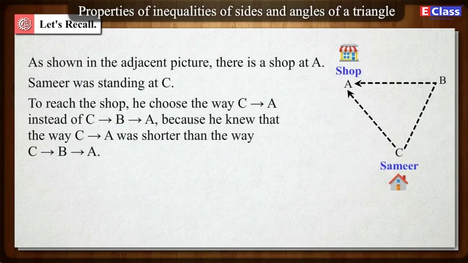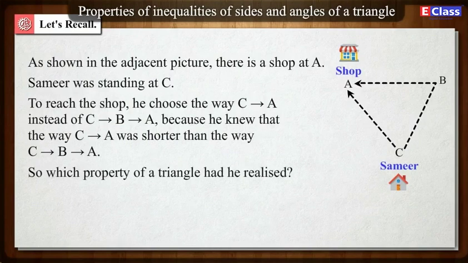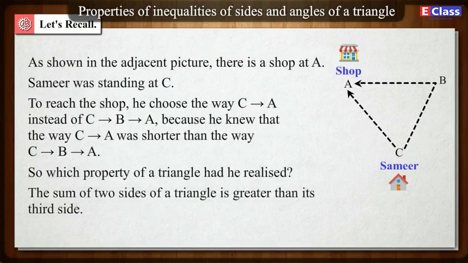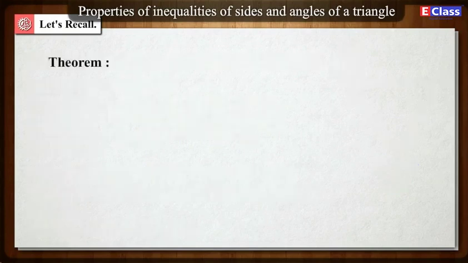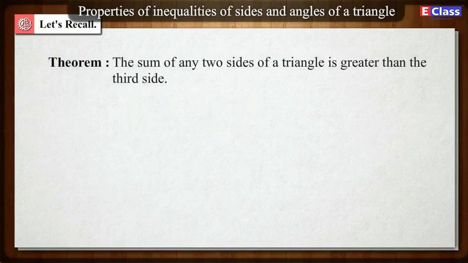So, which property of a triangle had he realized? The sum of two sides of a triangle is greater than its third side. Let us now prove the property. Theorem: the sum of any two sides of a triangle is greater than the third side.